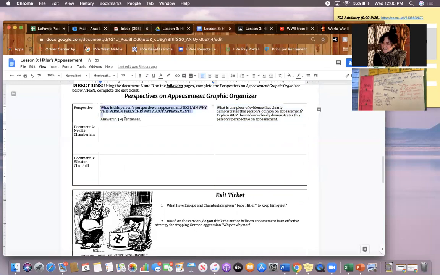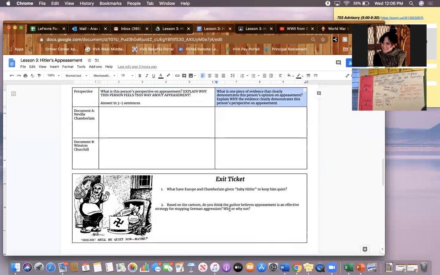In the first column, you're answering the question, what is this person's perspective on appeasement? Explain why this person feels this way about appeasement. Your answer should be in 3 to 5 sentences, no one-sentence answers. In that second column, you're answering the question, what is one piece of evidence that clearly demonstrates this person's opinion on appeasement? Explain why the evidence clearly demonstrates this person's perspective on appeasement. So find that one line in your document or in each document that really demonstrates the person's perspective on appeasement.